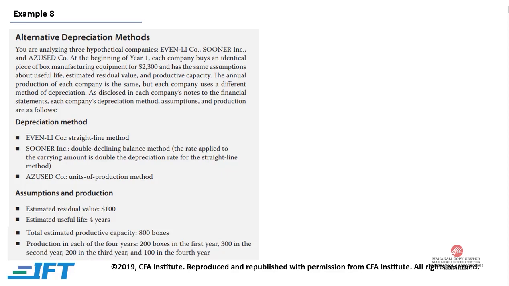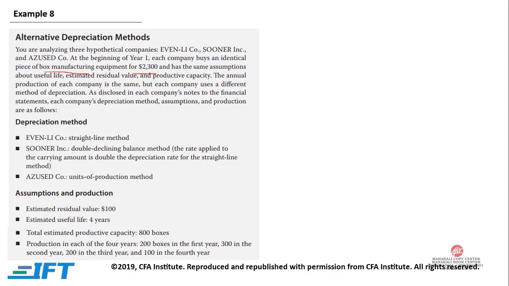Example 8, alternative depreciation methods. You are analyzing three hypothetical companies: Evenly, Sooner, and Asused. At the beginning of year 1, each company buys an identical piece of box manufacturing equipment for 2,300 and has the same assumptions about useful life, estimated residual value, and productive capacity.